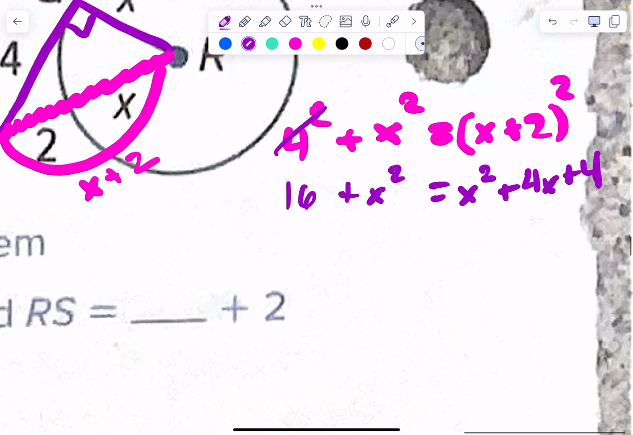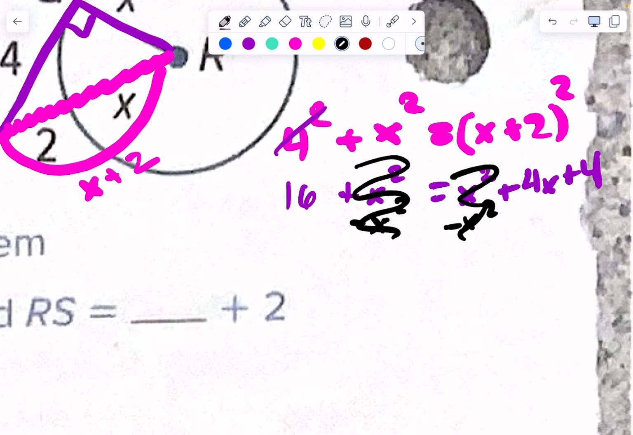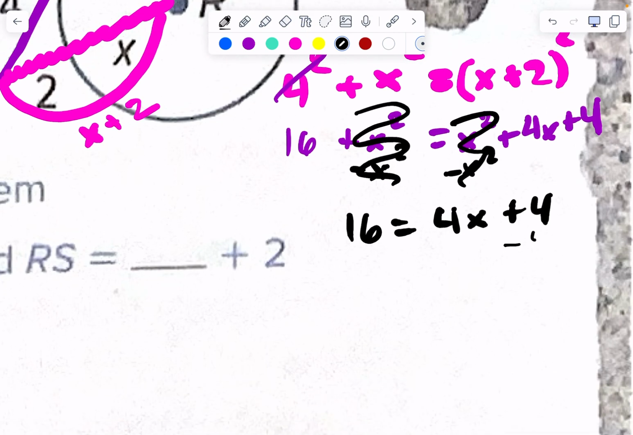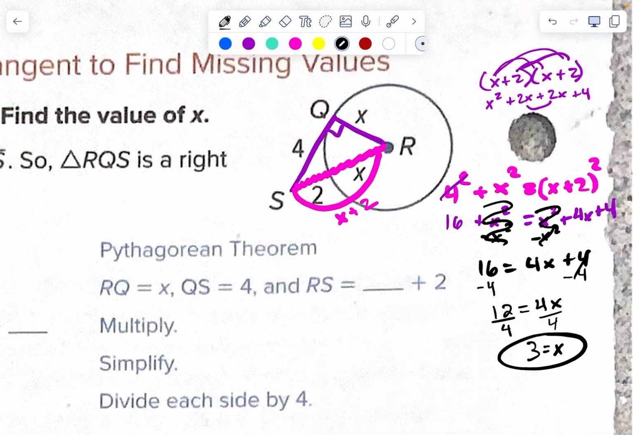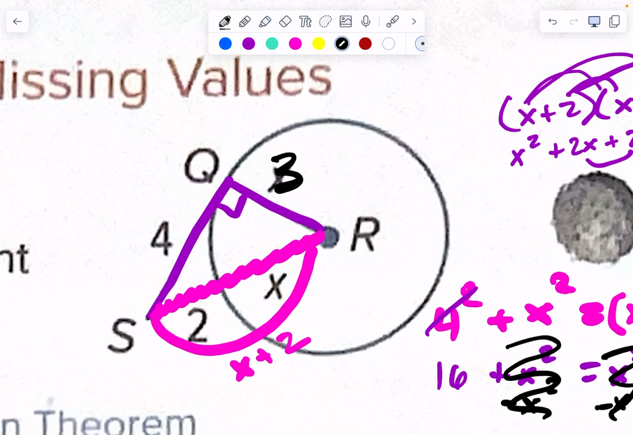All right, now what? Subtract the x squared. Oh, but wait. That makes it go away on both sides, right? If I subtract it, I have 16 equals 4x plus 4. And then what? I'm going to subtract the 4 first. You could do whatever you want. 12 equals 4x, and then divide by 4, and x is 3. Beautiful. X is 3. So they were right in saying this is a 3, 4, 5 right triangle.